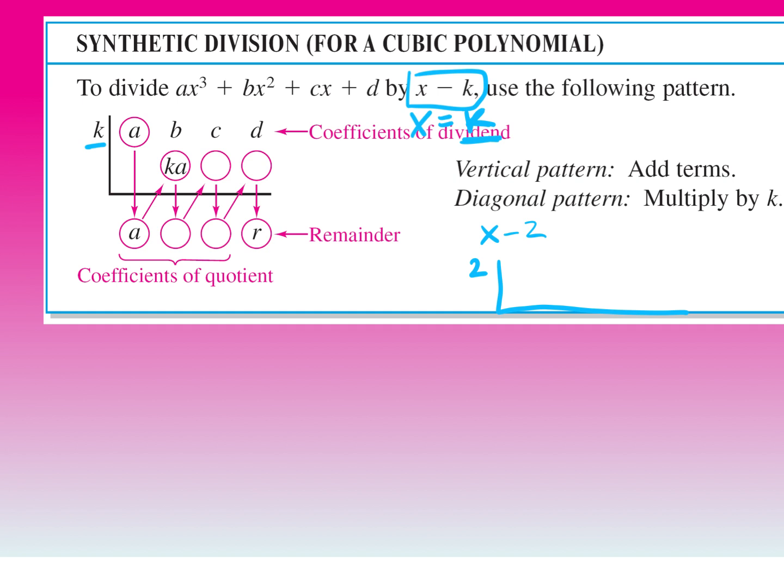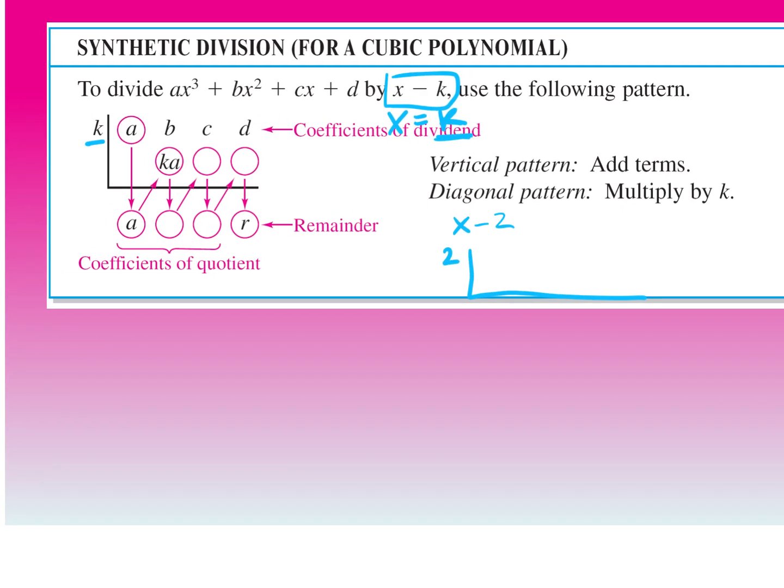And then the steps that we're going to follow for synthetic division: outside of the box, we multiply. So when you write a number outside, the next step is to multiply it by that number up top. Inside the box, you're going to add the terms. So if something's written on top, you add them together.